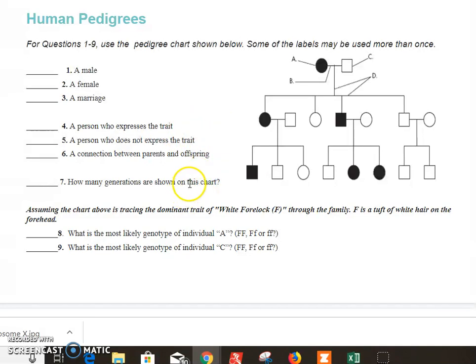Let's look at number 7 here. How many generations are shown in this chart? The easy way to check that is you're just counting. It's kind of like levels. One line here is one level, two lines here, and then 3 here. So you should have had that there are 3 generations. Okay.